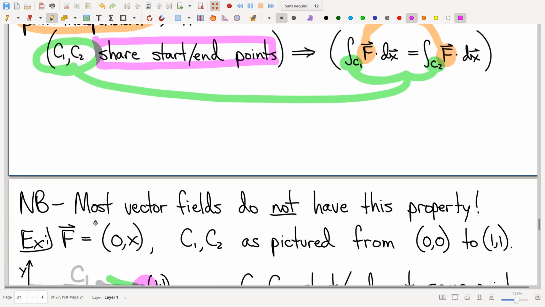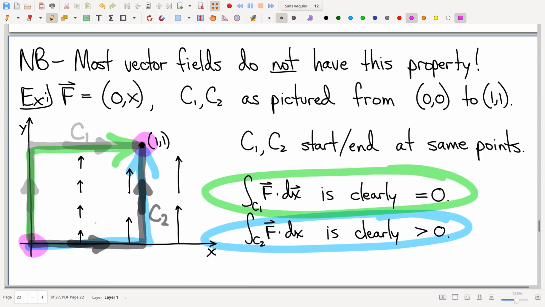And now just for fun, just for dramatic purposes, I'm going to leave that there. That's kind of convenient. Here's an example of a vector field, 0, x, in the background of this picture here. Notice all the vectors point up. And we've got two curves, the green one and the blue one. They both start at the origin. They both end at 1, 1.